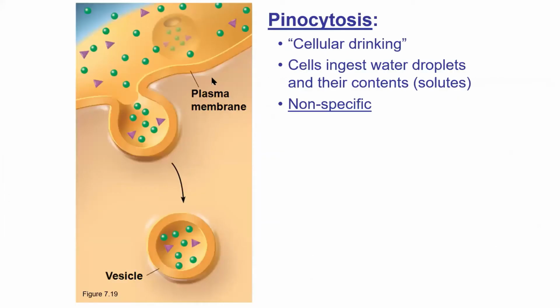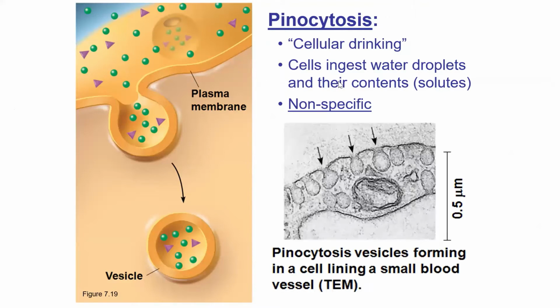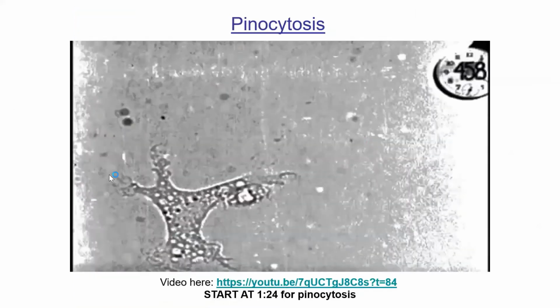So pinocytosis is cellular drinking. In this case, it's not usually necessarily bringing in water, although sometimes, often we're talking about bringing in solutes, also non-specific. I have a video of this. There's an electron micrograph from the textbook. And you can see the same thing. You're just forming these membrane pockets and bringing in solutes and sometimes water.